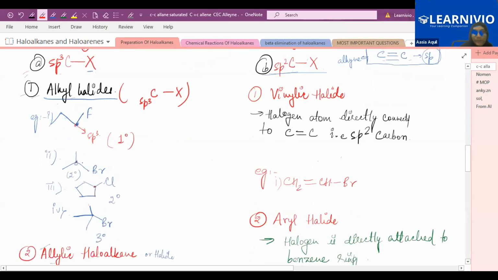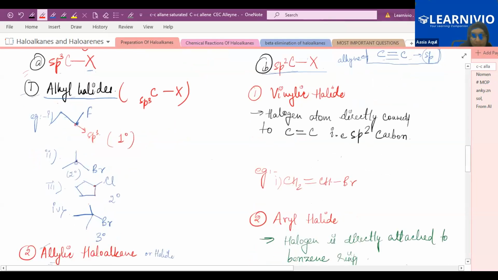See the second one. The bromine is attached to this carbon, which is again sp3 hybridized, so again this is an alkyl halide. What is the degree? Secondary. It's a secondary alkyl halide. Third one: this carbon is sp3 again, it's secondary.